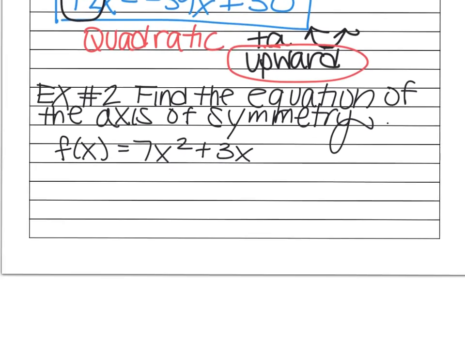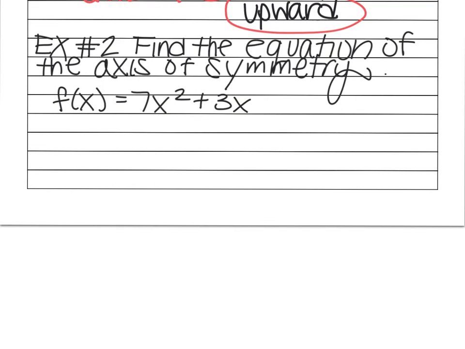Let's look at example number 2. It says, find the equation of the axis of symmetry. This is where I was showing you that formula for the axis of symmetry, which is x equals negative b over 2a. So that is going to tell you where the axis of symmetry is going to cross through the x-axis. So we're going to look here. Remember, our quadratic formula is ax squared plus bx plus c. Well, in this case, our c is really like saying plus 0. We don't have a c.